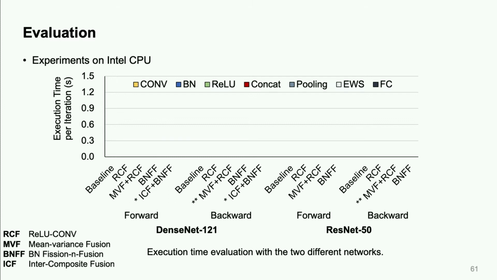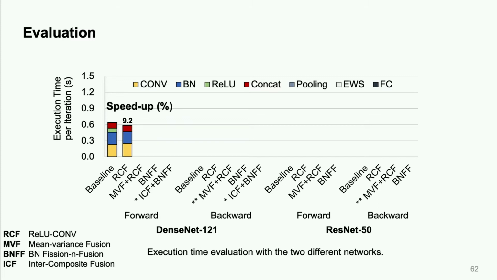So this is a chart of execution time on training with our schemes with the ImageNet dataset. The y-axis is the execution time per iteration at batch 120, so lower is better. And the x-axis is incremental schemes in the forward and backward pass on those 2 target networks, DenseNet and ResNet. So here in the baseline in DenseNet, we see a great amount of time is spent in the BN and ReLU.